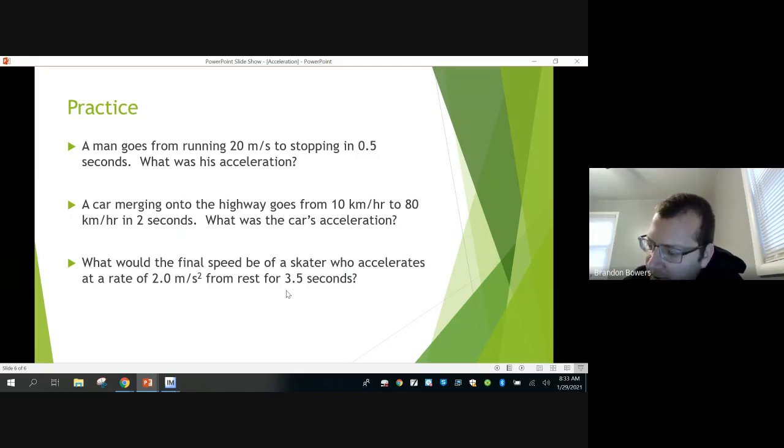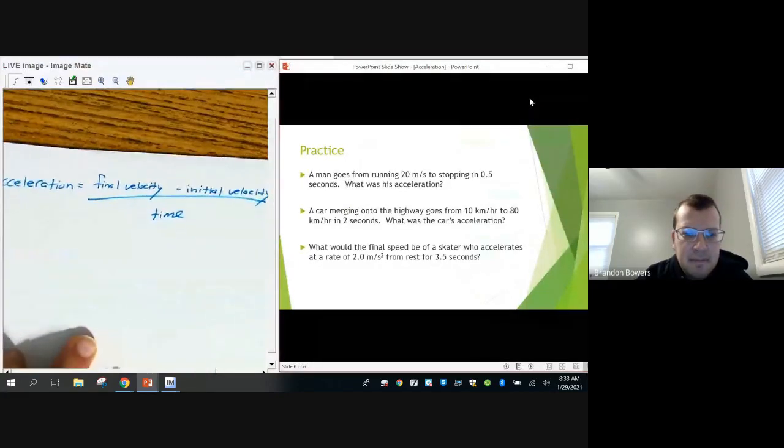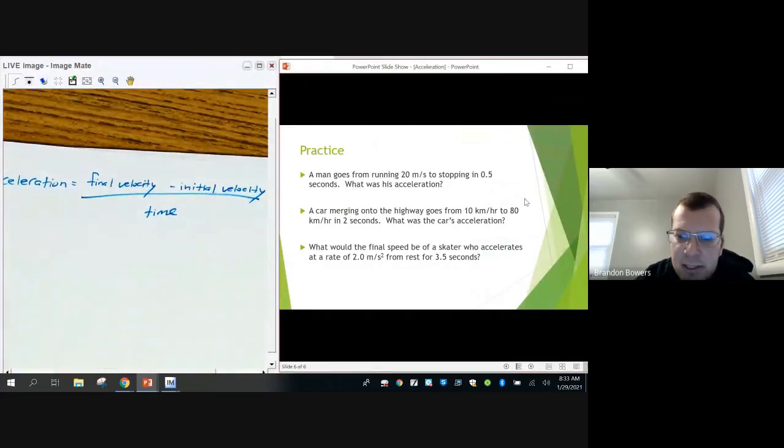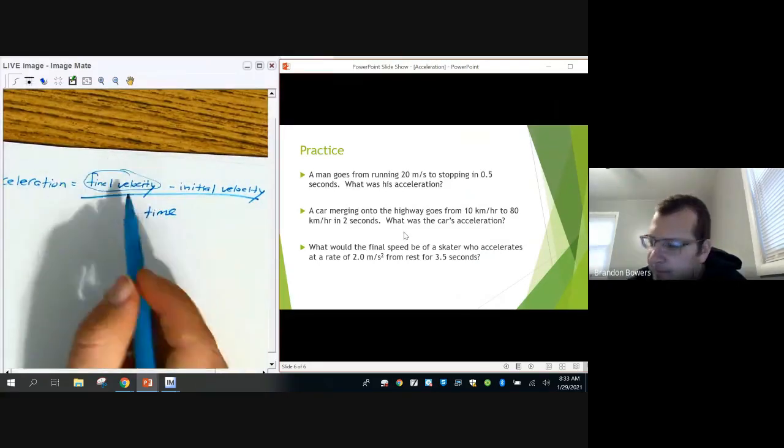All right, so we know acceleration is equal to the final velocity minus the initial velocity, and that's all over time. Okay, I just wrote out the equation. So we know that's our equation. In this problem, it says, what is the final speed? What's the final velocity? That's what we're solving for right there.